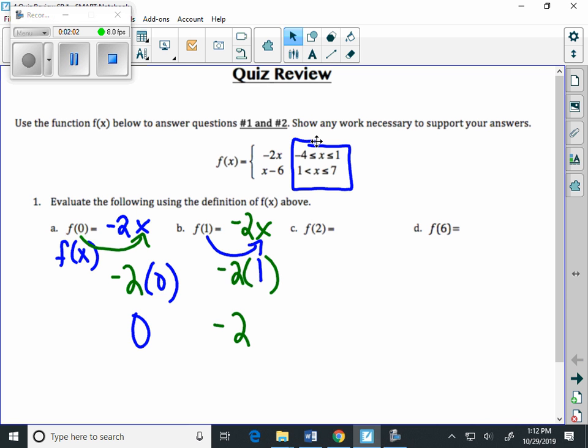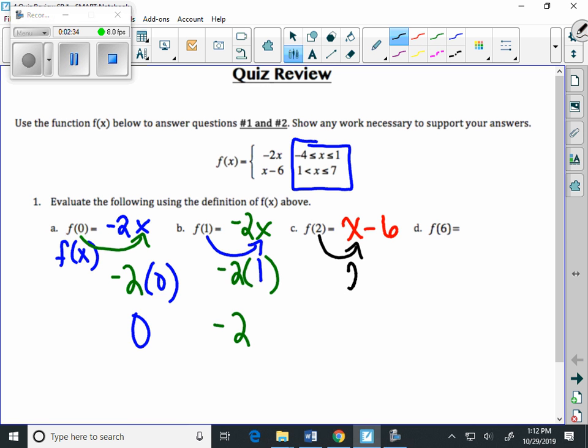F of 2. We go back to that blue box. We need to find which piece to use, and by the way, you're only going to get one answer on these. In the first part, it says that x is between negative 4 and 1, including both negative 4 and 1. And then the second piece is that x is between 1 and 7, including 7. Well, 2 is between 1 and 7, so we're going to use our function of x minus 6. We're going to take this value of 2 and replace the x in our function with a 2. And 2 minus 6 equals negative 4.